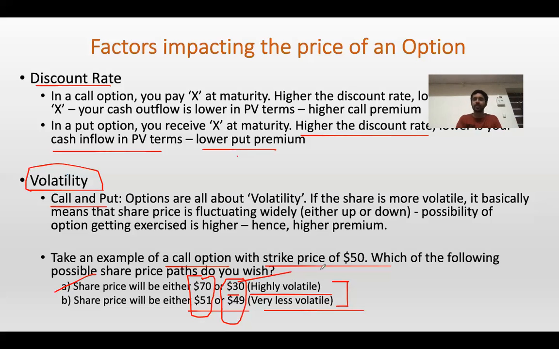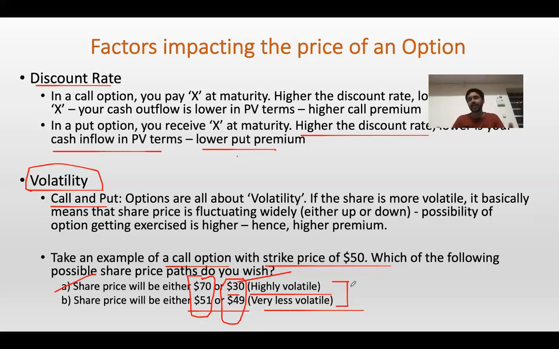Obviously, volatile basically means higher fluctuations. I have never said that volatile means only it will go upside or only it will go downside. Volatile means it can go widely upside or it can go wildly downside, right? It can go either up or down. Less volatile also can go up or down. I'm not saying less volatile means definitely the share price will go up or definitely the share price will fall. It just means that the share price is going to be in a range bound fashion, meaning, where it is 49 to 51. It's going to be in a range bound manner.